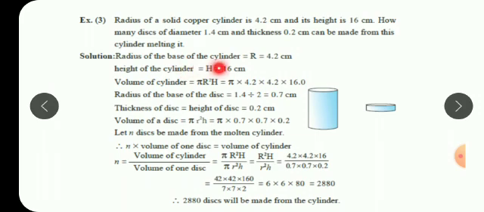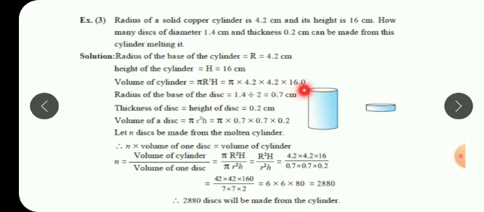Radius of the base of the cylinder is equal to capital R. First of all, we will see capital R for radius of base of cylinder, that is equal to 4.2 centimeter. And height of that cylinder is capital H, that is 16 centimeter. So volume of the cylinder will be pi r square h. Here we will use r and h as capital. Okay, now pi into r square is 4.2 into 4.2 into 16.0.